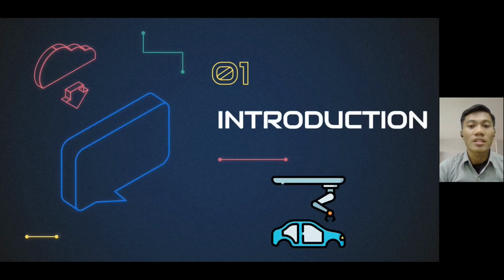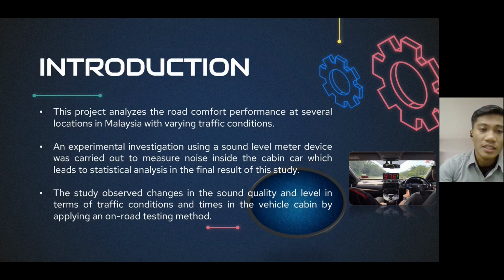Okay, for introduction, this project is to analyze the road comfort performance at several locations in Malaysia with varying traffic conditions. An experimental investigation using a sound level meter device was carried out to measure noise inside the cabin car, which leads to a statistical analysis in the final result of this study. The study observed changes in the sound quality and level in terms of traffic condition and time in the vehicle cabin by applying an on-road testing method.